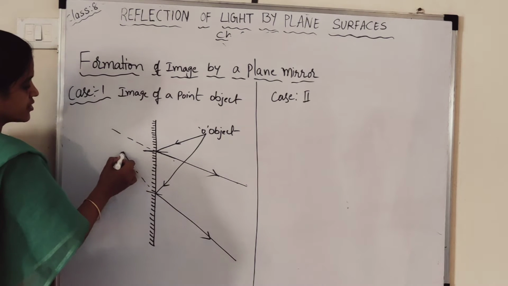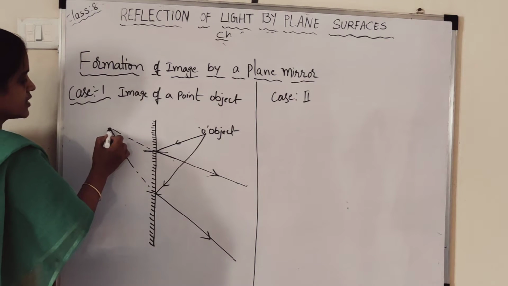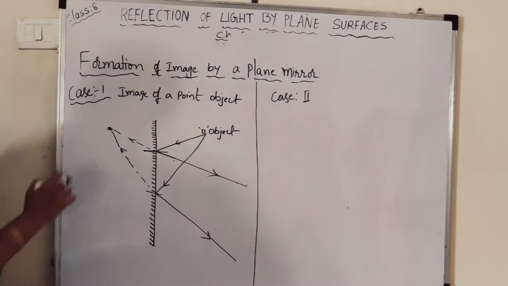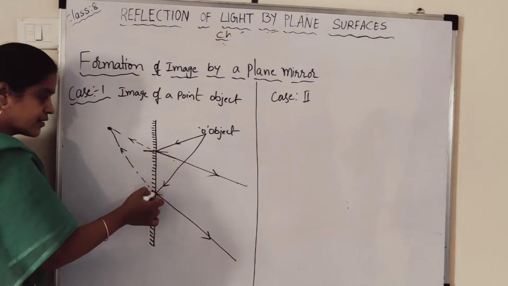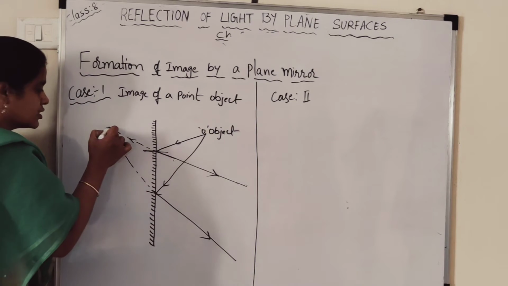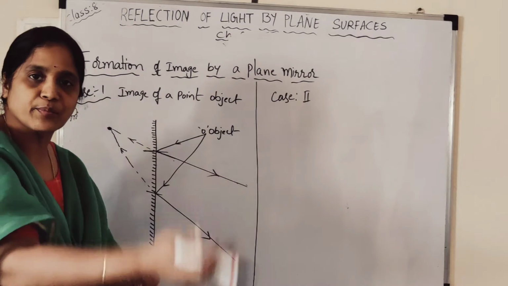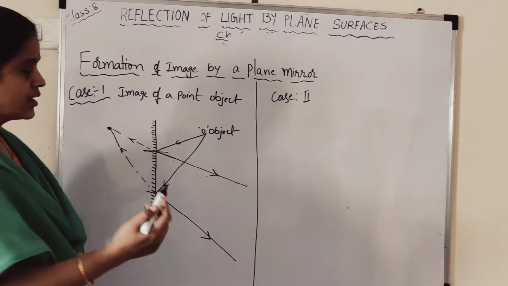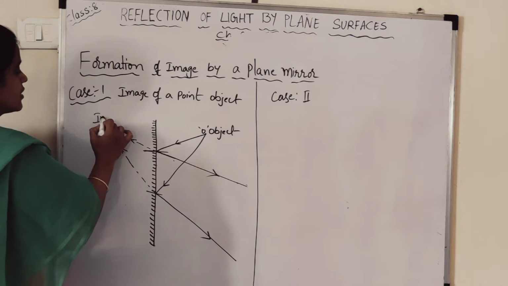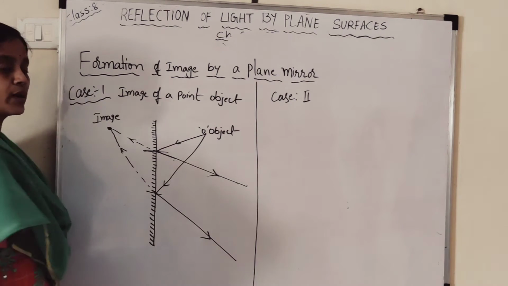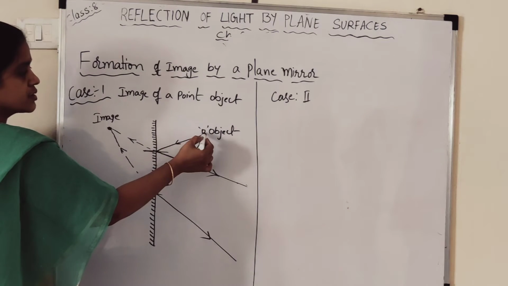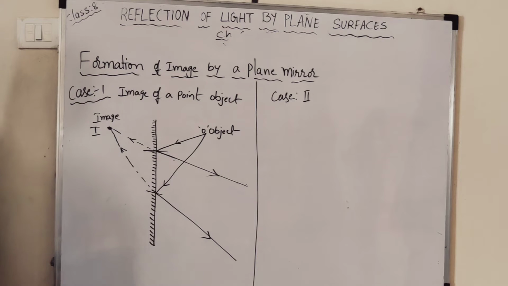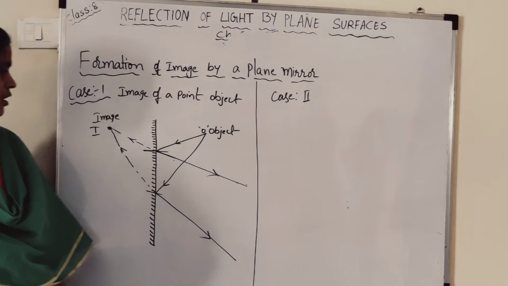When you extend, these two reflected rays will meet at one point. Where these reflected rays meet, at that point inside the mirror, you will get an image. So this is the image of a point object. Object is always represented with O. Image is always represented with I. Is it clear? Next.